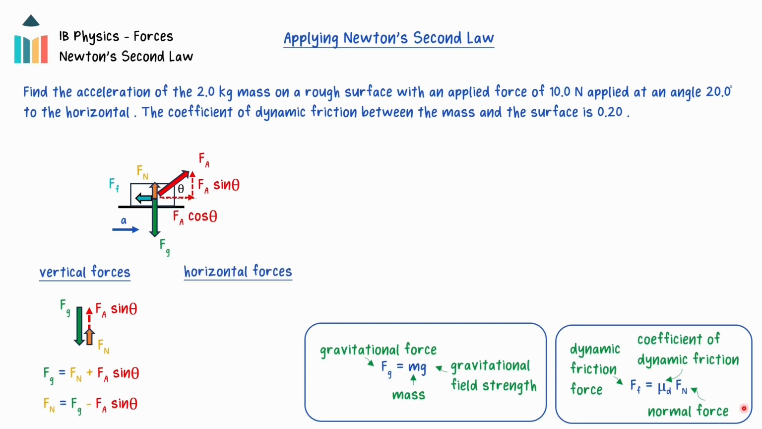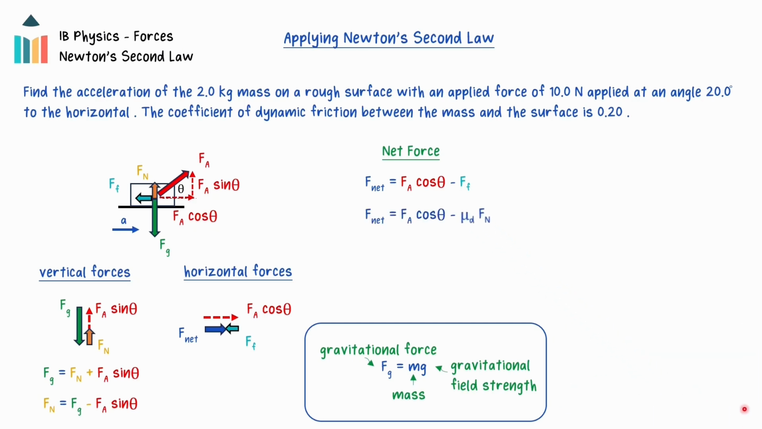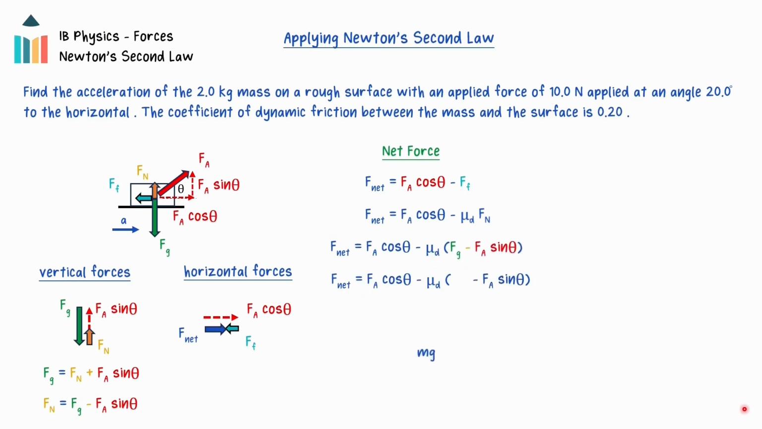In the horizontal dimension, the horizontal component of the applied force points to the right, and the friction force is pointing to the left. Because the horizontal forces are not balanced, there must be a net force in this dimension equal to the horizontal component of the applied force minus the force of friction. By substituting the formula for the force of friction, replacing the normal force with the expression for the normal force, and substituting for the force of gravity, an expression for the net force acting on the block can be found.